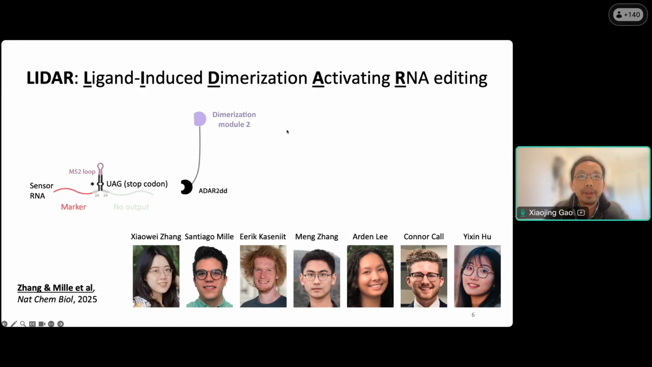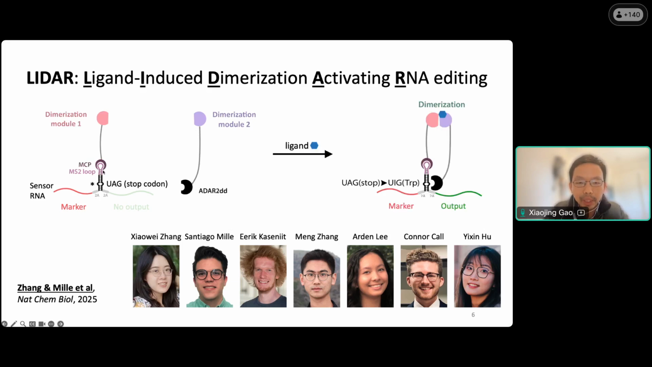The second part is a truncated version of ADAR that eventually would be able to edit the stop codon, but they are truncated and not very efficient doing so at the baseline, fused to one dimerization domain. And the last part is the other dimerization domain that always sits on RNA sensors through a specific protein-RNA interaction. And these dimerization domains were chosen such that in the presence of the right ligand, they'll come together. That will bring the editing enzyme into a spatial proximity of the stop codon.